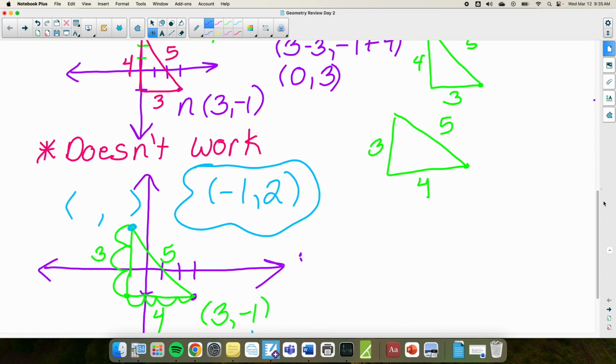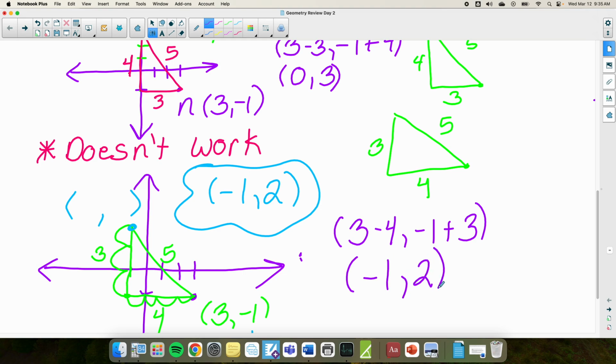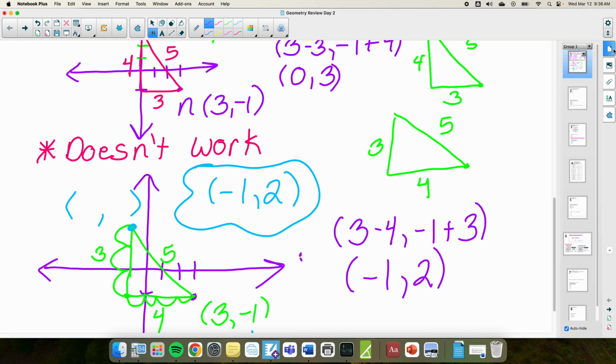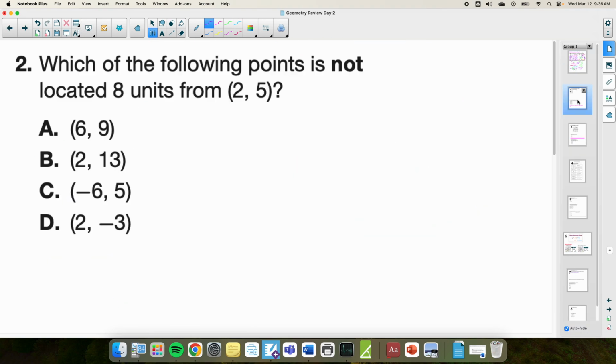And then down here for this one, you would again take your point 3, -1, but this time we went left 4, which would be subtract 4, and up 3, which is plus 3, okay? So what do you think on this one? Does that make sense? So that's another way that you can do it. As far as I'm concerned, you do it whichever way is easier for you, okay? All right, so now let's look here.